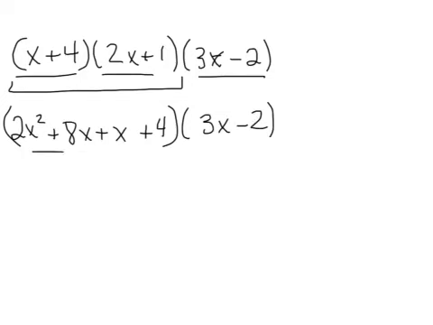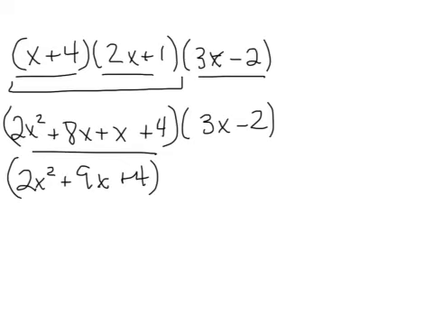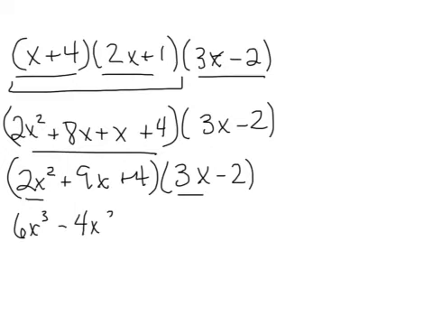Now I'm going to take a little shortcut here and go ahead and combine like terms so that we have 2x squared plus 9x plus 4. And then, of course, we multiply that by 3x minus 2. So we have 2x squared times 3x gives us 6x cubed. 2x squared times negative 2 gives us minus 4x squared.